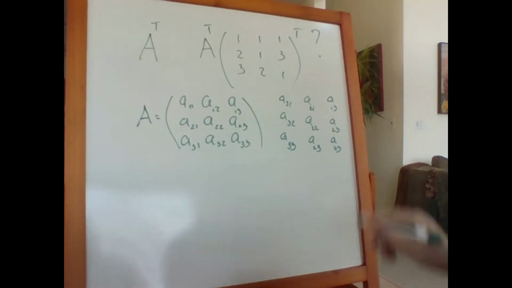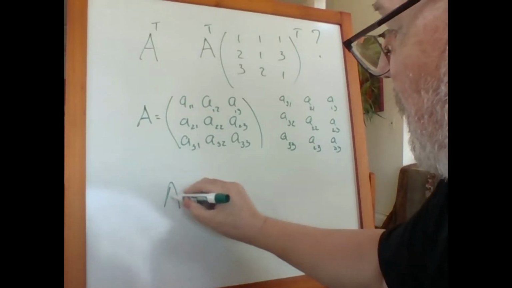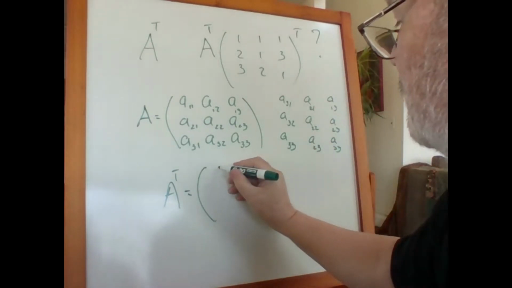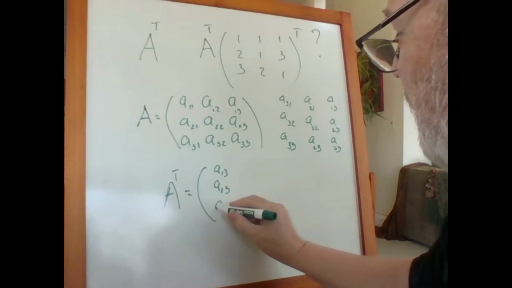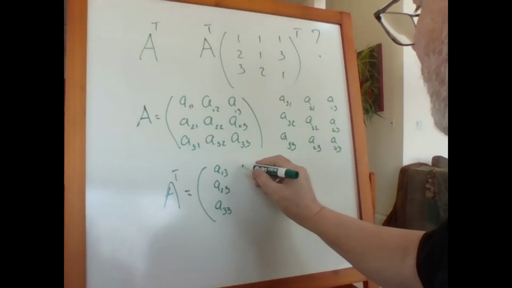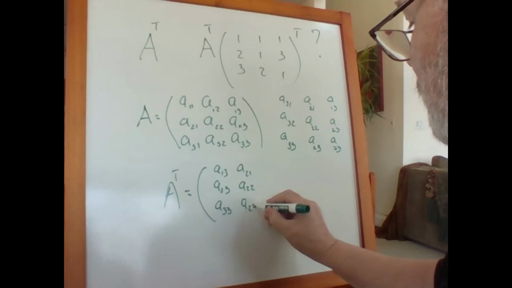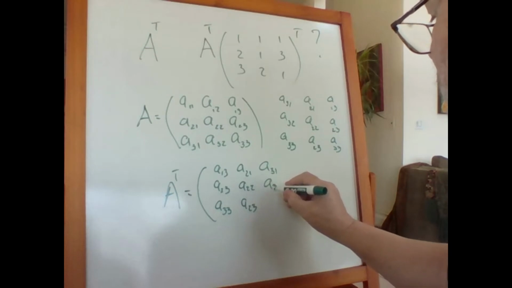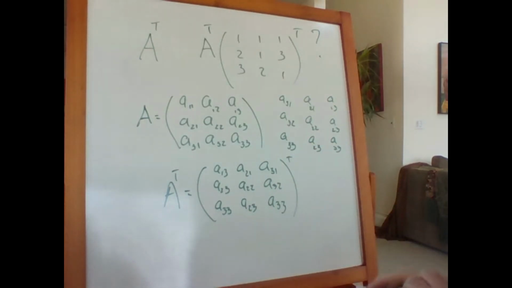Now we're not done yet. We've got to swap these rows. So to get A transpose, we get A13, A23, A33. The center column stays the same, A21, A22, A23, and then this column becomes the last one, A31, A32, A33, and that is the transpose.